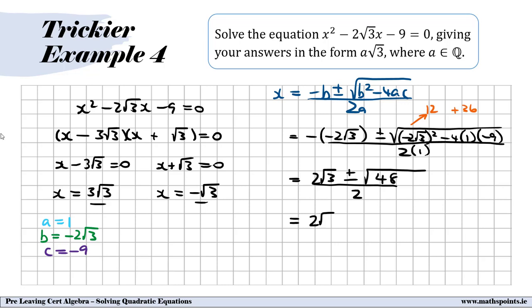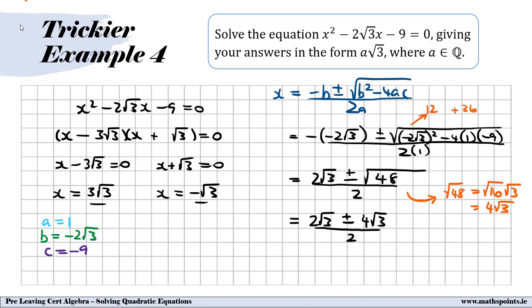Simplifying this, I get 2 root 3 plus or minus, and I'm going to simplify the root 48 using surds. So I know that 48 is equal to 16 times 3. So I can split root 48 into root 16 times root 3. The root of 16 is 4, so root 48 can be simplified into 4 root 3. And that's all over 2.